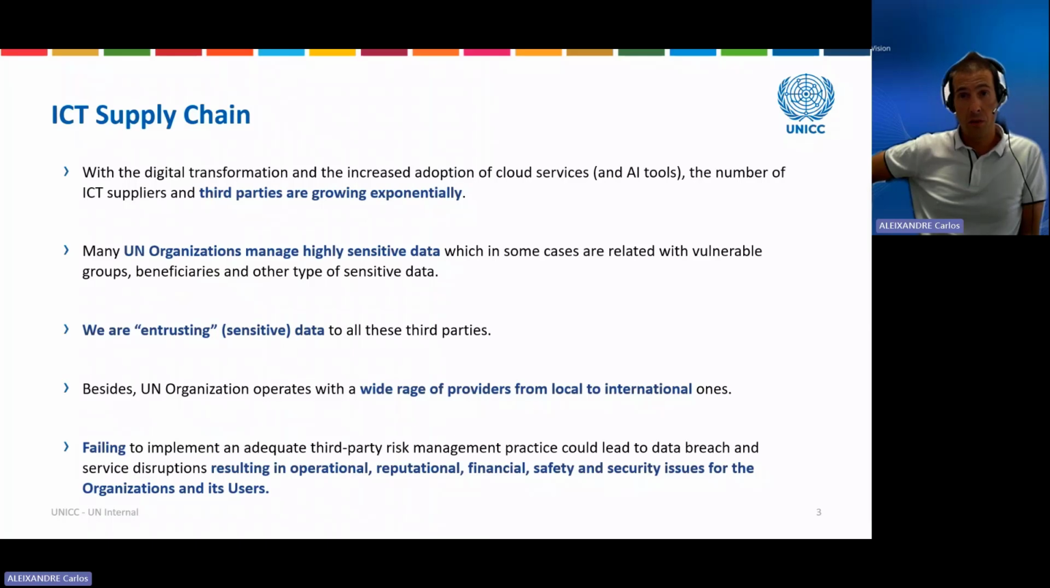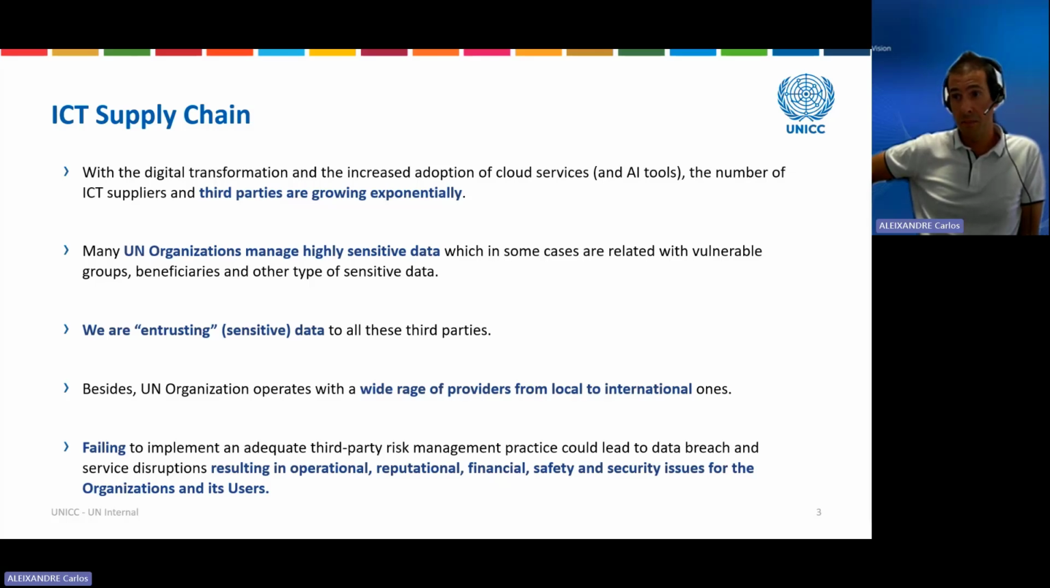On top of that, UN organizations operate with a wide range of providers, from local to international ones, and both of them are equally important, right? So local providers are equally important to the international ones in order to fulfill our mandate, okay? So failing to implement an adequate third-party risk management practice could lead to data breaches and service disruption, resulting in operational, reputational, financial, safety, and security issues for our organization and for its users, right?